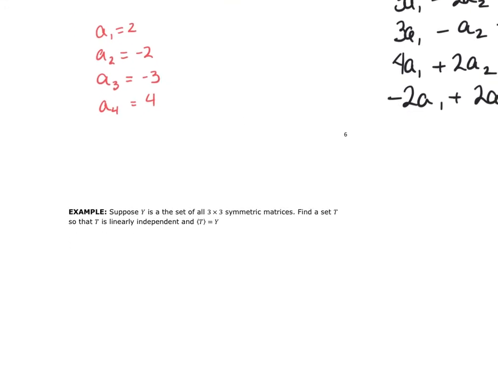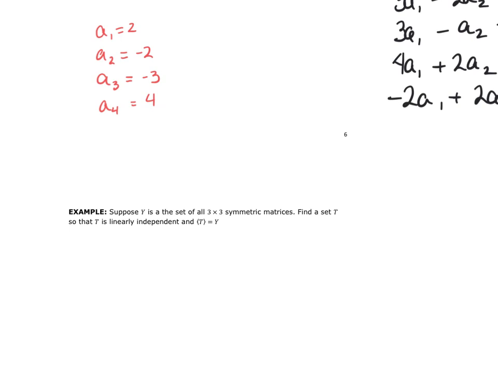Now let's take a look at our last one. What they're asking us to do is, suppose we have Y, which is the set of all 3 by 3 symmetric matrices. We want a set T so that T is linearly independent and the span of T is Y. The easiest way to do this is to do what we did from our very first example, where we went through the matrix in which I have a 1 in certain positions.